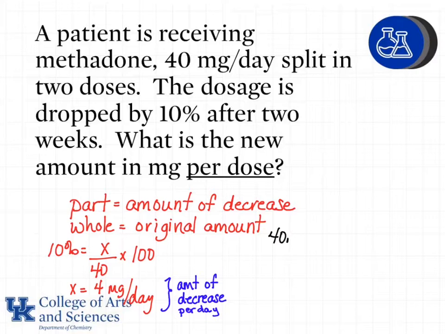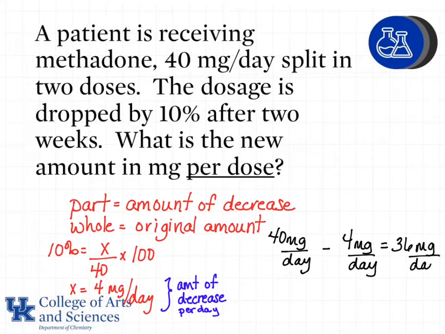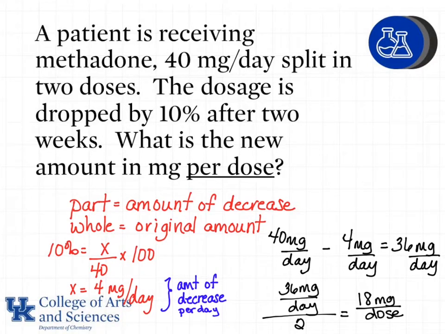So we take our original dose, which was 40 milligrams per day, we subtract the decrease of 4 milligrams per day, and we find that the final dosage is 36 milligrams per day. Note that this total amount per day was split into 2 doses, and the question is asking what is the new amount in milligrams per dose. And so we need to divide that 36 milligrams per day by 2, and we end up with 18 milligrams per dose.